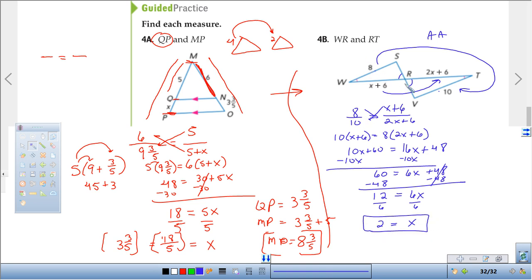Okay, so now we know that x equals 2. Let's find out the final questions. What are they? WR. Oh, that's easy, right? That's 2 plus 6, also known as 8. RT is from here to here. Oh, that's easy, 4. Right, 2. 2 times 2 is 4 plus 6, 10.